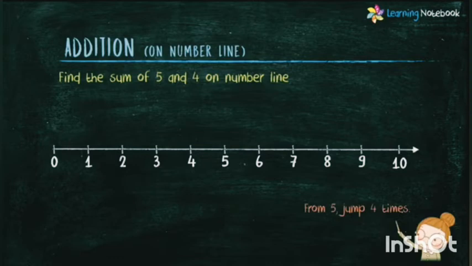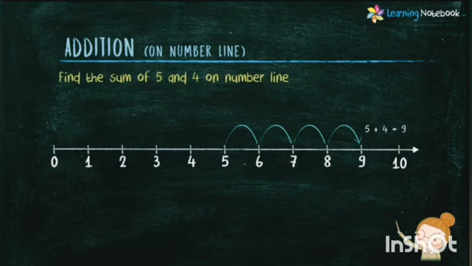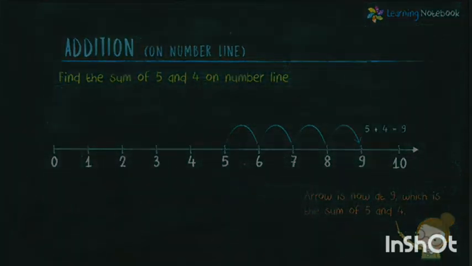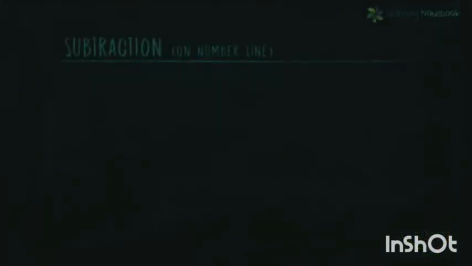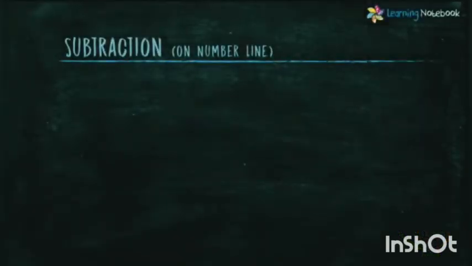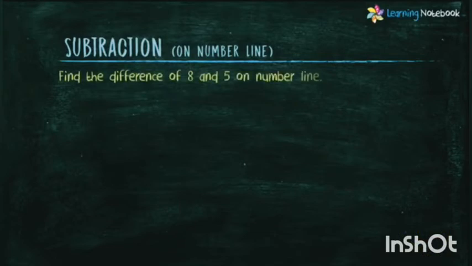Next, we take 5 and 4 on the number line. This is the number line. Now, from 5 jump 4 times as we need to add 4 to 5. The arrow comes at 9. Therefore, the sum of 5 and 4 is 9.